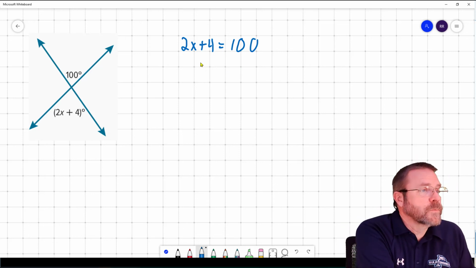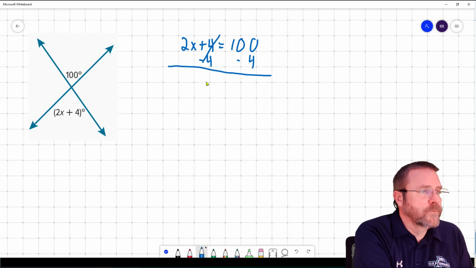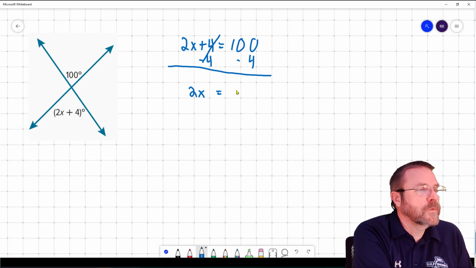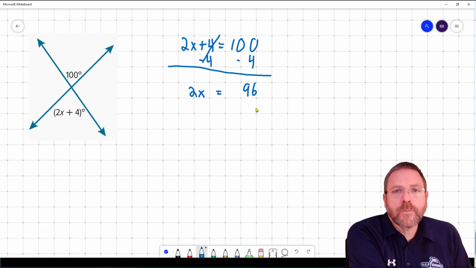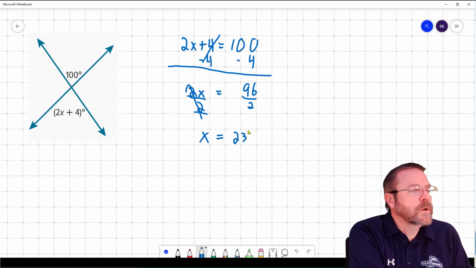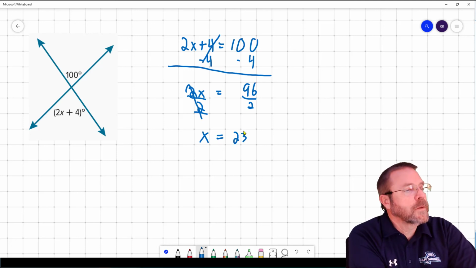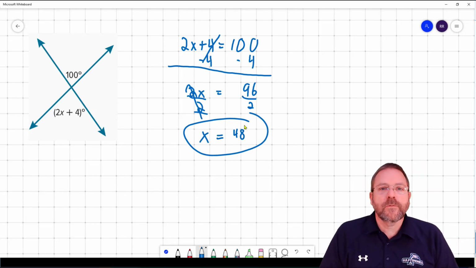We're going to undo addition and subtraction by subtracting 4 from both sides. When we do that, those 4's zero out, leaving 2x is equal to 100 minus 4. That's going to become 96. Next, we're going to undo multiplication and division by dividing by 2 on both sides. Those 2's divide out, becoming 1. 1 times x is x, and 96 divided by 2 is going to be 48, I do believe. Yep, 48. So 48 is going to be the final answer for x.